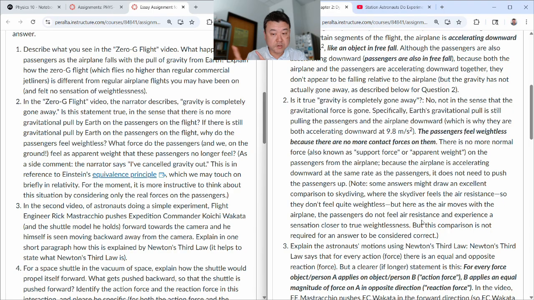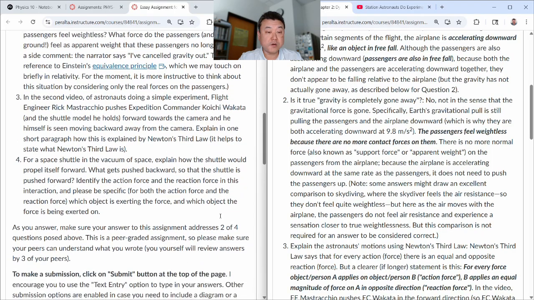Note some answers might draw an excellent comparison to skydiving, where the skydiver feels the air resistance, so they don't quite feel weightless. But here, as the air moves with the airplane, the passengers do not feel air resistance and experience a sensation closer to true weightlessness. But this comparison is not required for an answer to be considered correct. Again, open-ended. Question number 3.